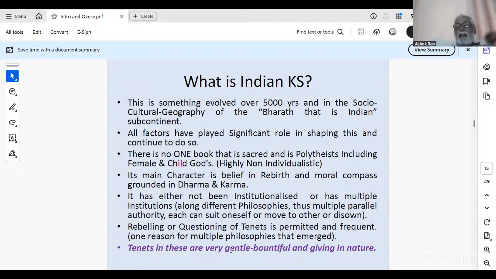The tenets in these are very gentle, very bountiful, and giving in nature. It says, let everybody live well, let plants live well, let animals live well. Let people who don't believe our system also live well. Let everybody in the world live well. This is the kind of tenets. Okay. And what shaped is interesting.